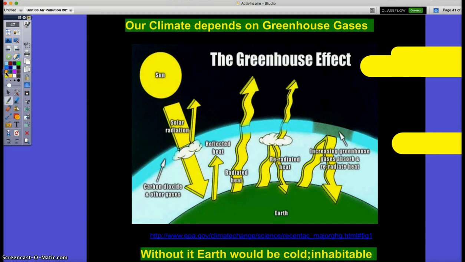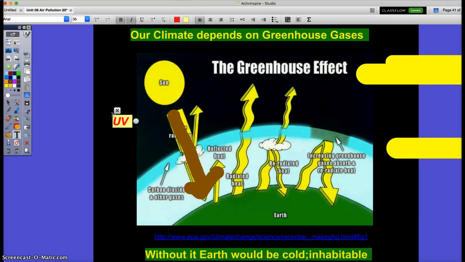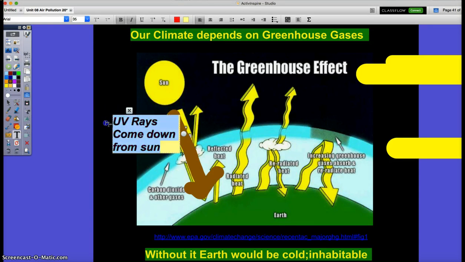We're going to use orange for our first color. Coming down from the sun are specific rays. Let me make this a little thicker and a little darker. I meant this one. Orange rays. Okay, that is not orange, but let's pretend it's orange. They come down from the sun. What kind of rays come down from the sun? Who knows? What are they called? Good job. UV rays. So you're going to write here, UV rays come down from the sun. And I'm going to change this to the real orange. All right? UV rays come down from the sun.